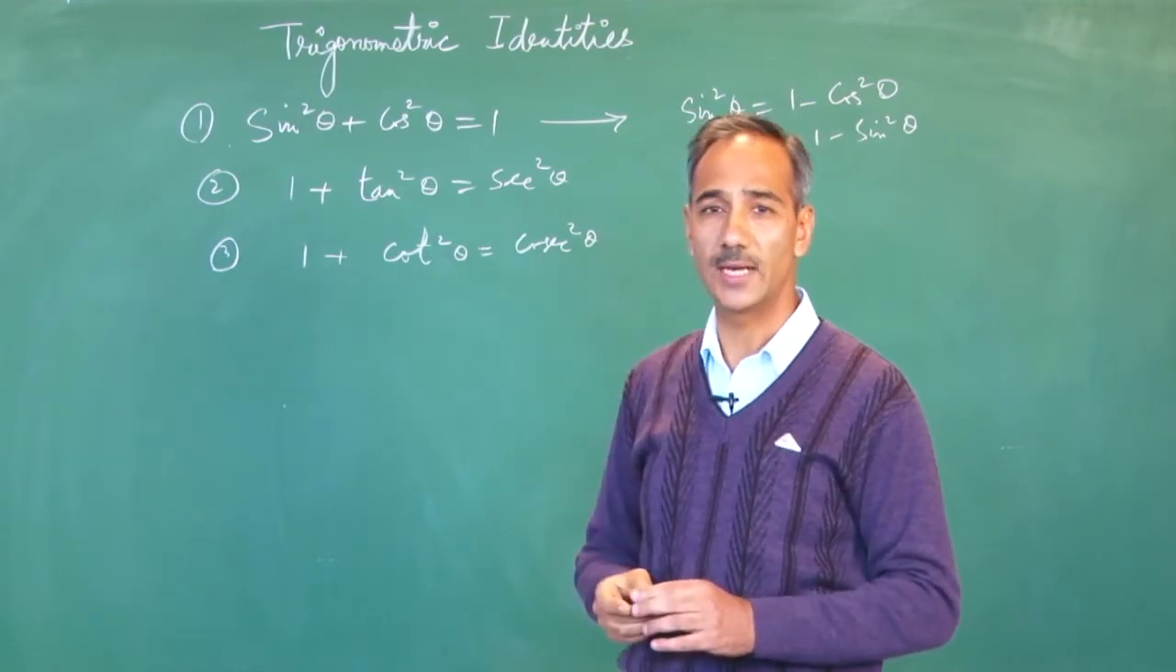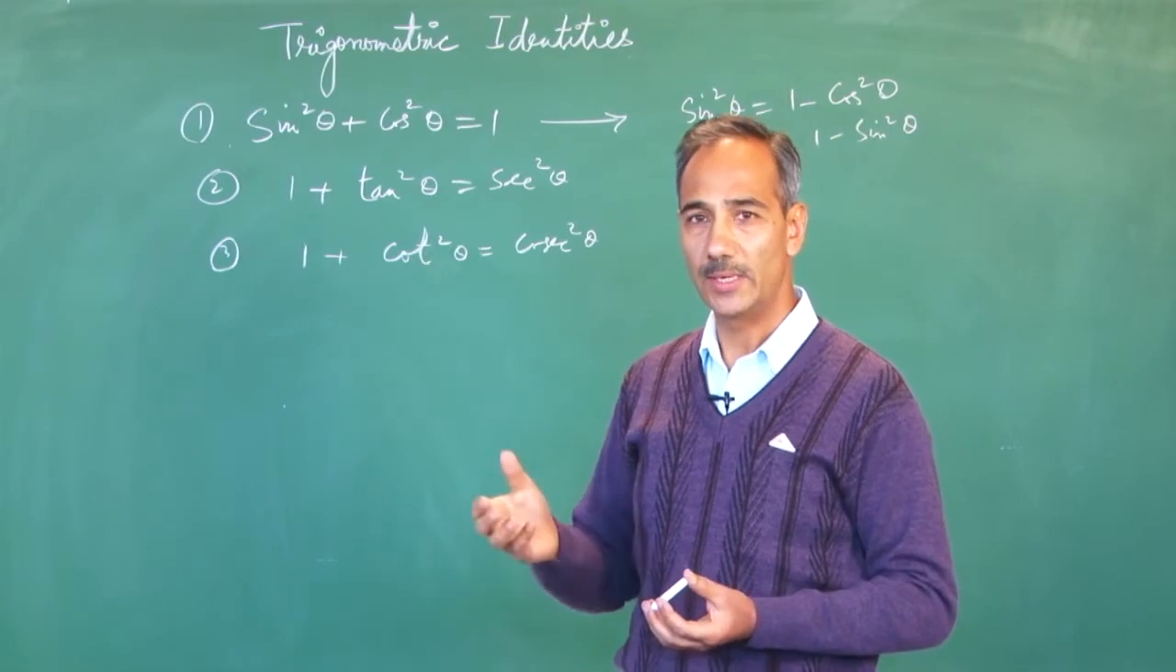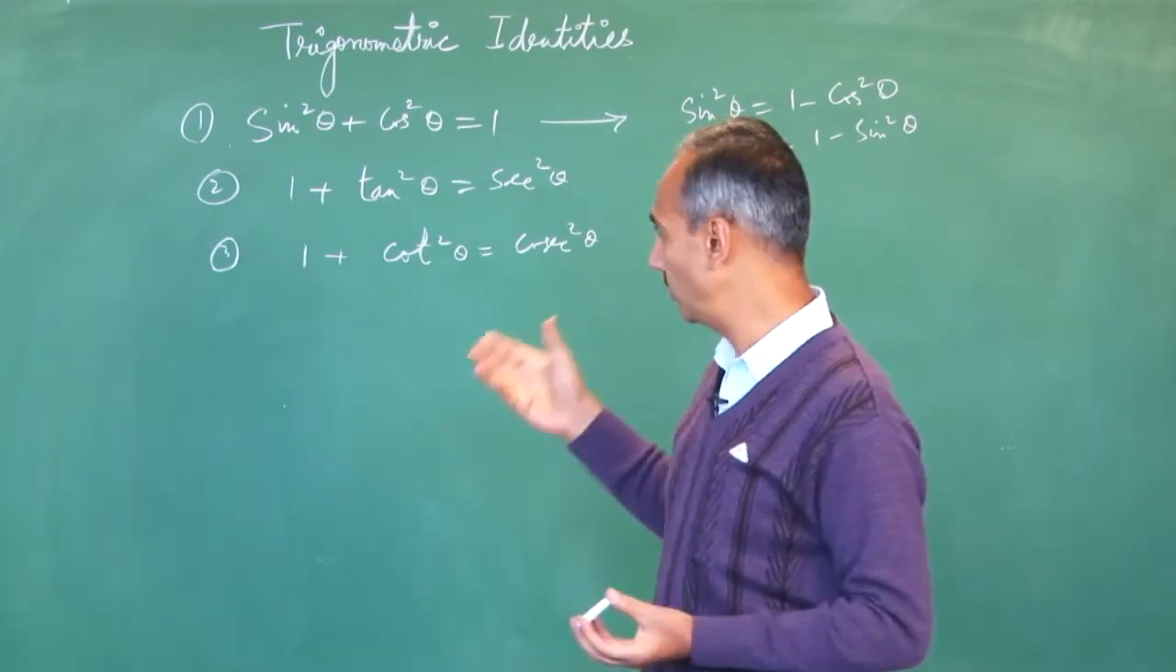Now second result is 1 plus tan square is secant square theta. This is also to be derived the same way we derived the first result. You go to a right angle triangle, you apply the Pythagorean theorem, and you get the result.